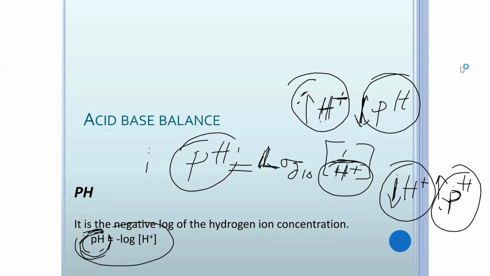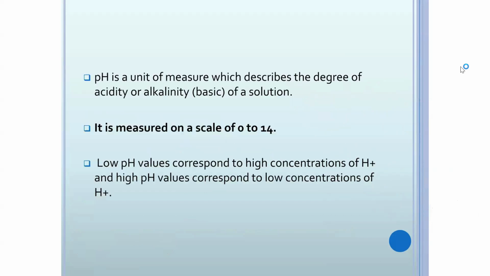Now the next thing we are going to look at: pH is a unit of measure which describes the degree of acidity or alkalinity, that is the basicity, of a solution. You can use pH to know whether a solution is acidic, basic, or neutral. It gives you an idea whether the solution is a strong acid, strong base, weak, or neutral. Usually the pH scale ranges between 0 and 14.